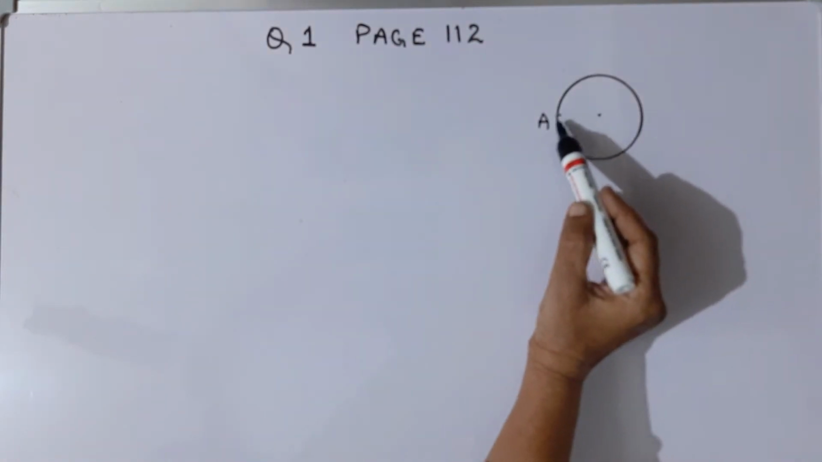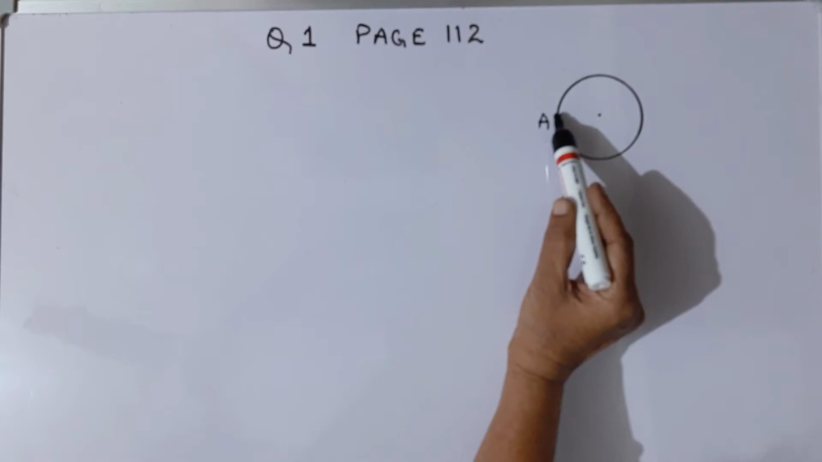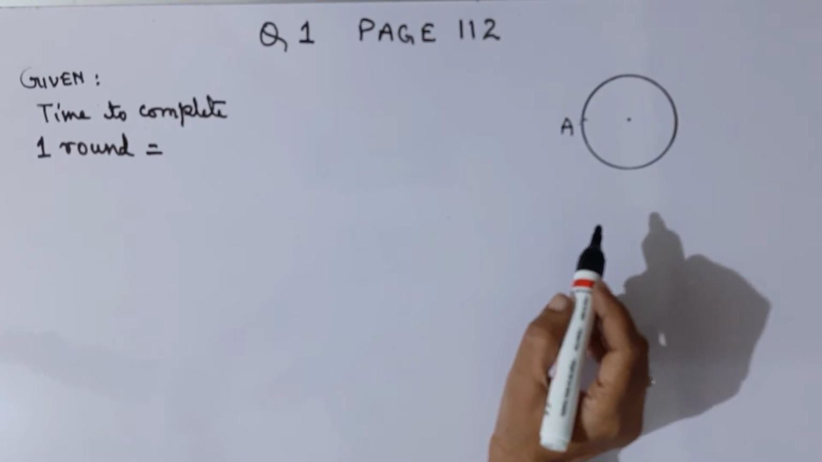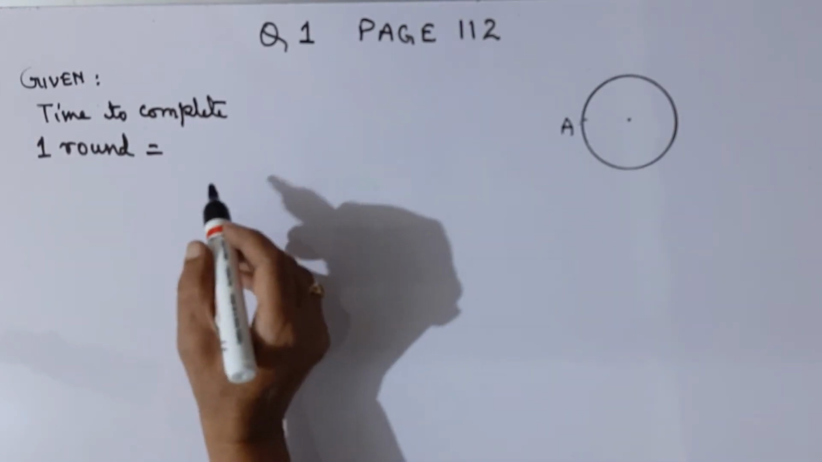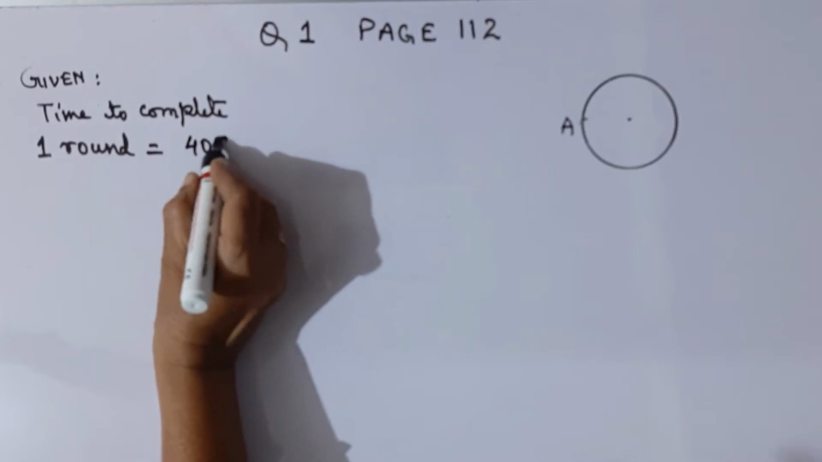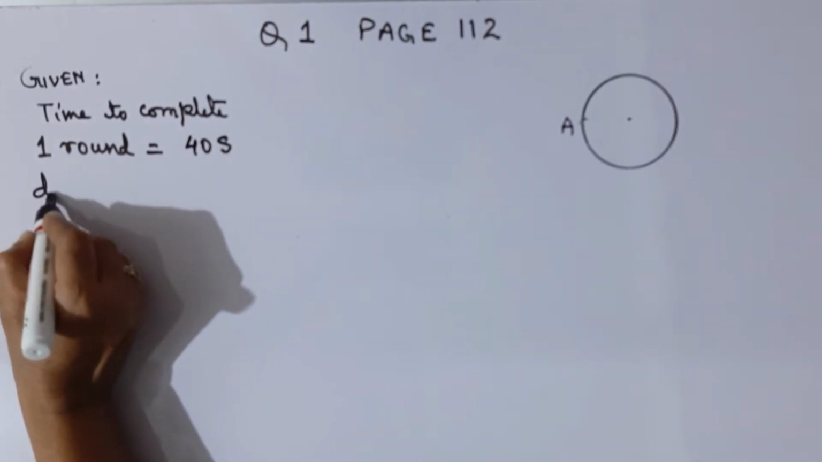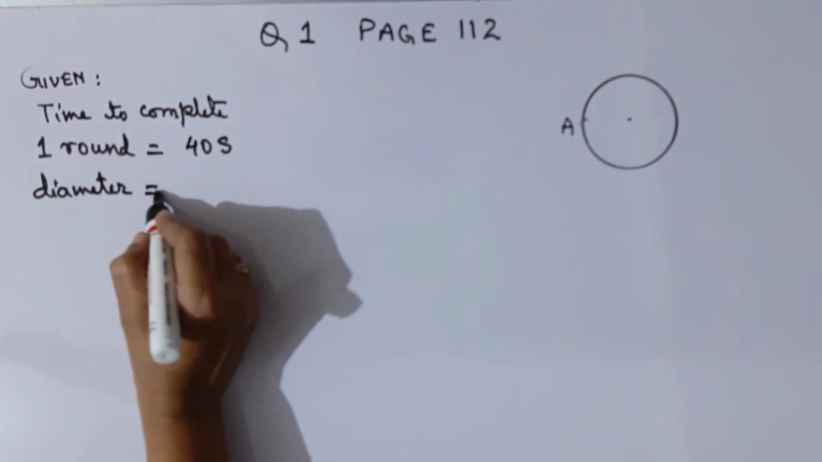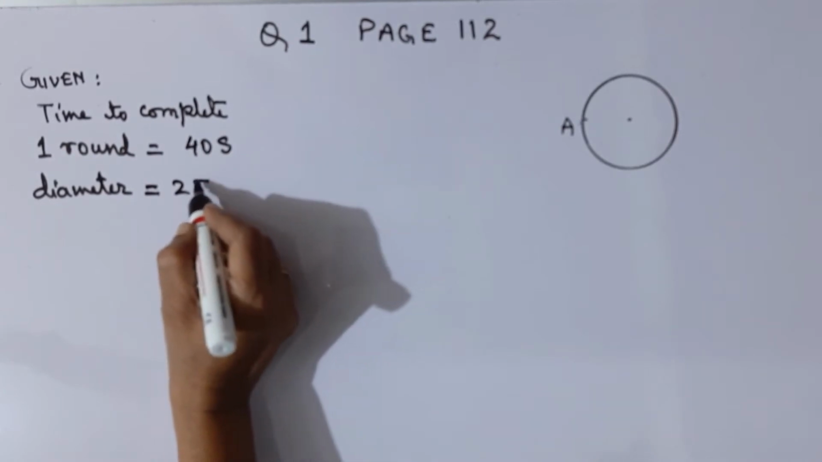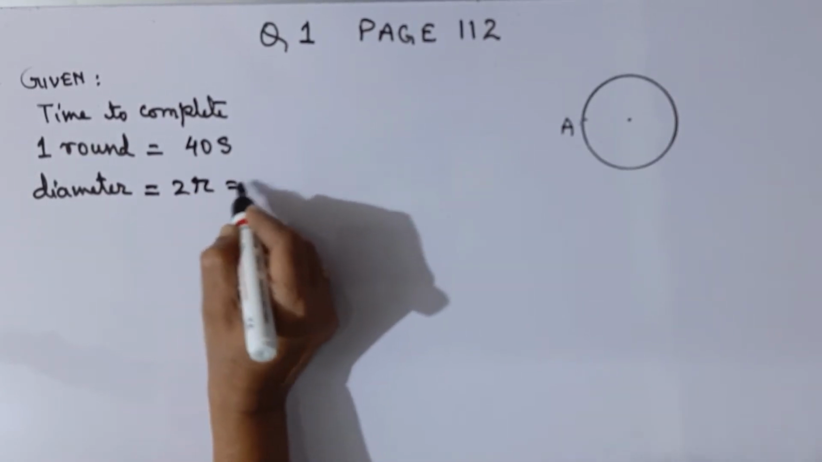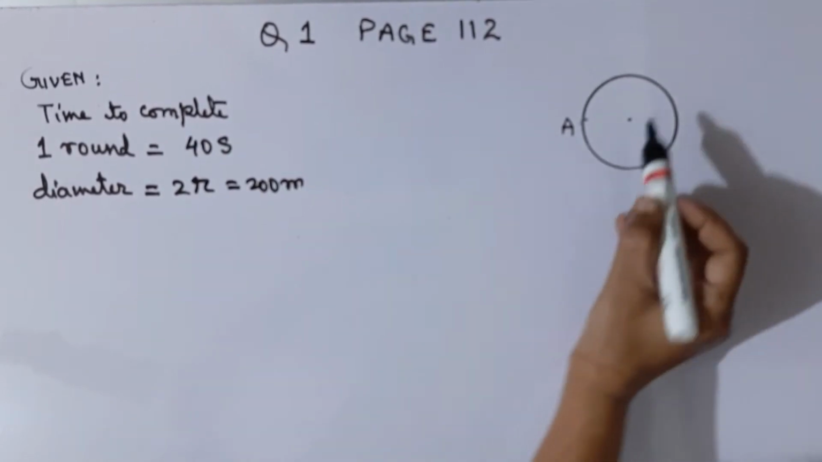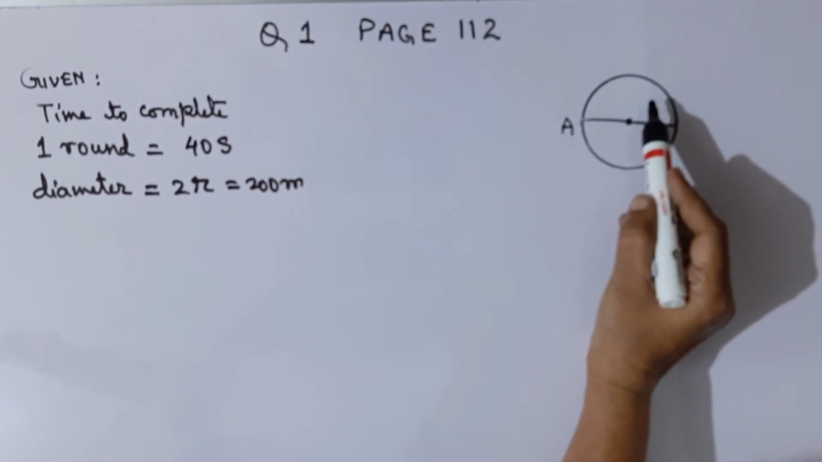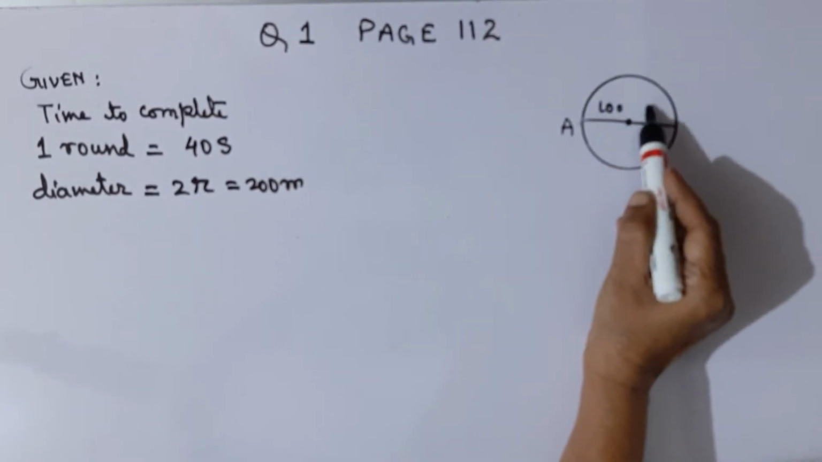Let us suppose this is the circular track and the athlete starts his journey from the point A. It is given that the time to complete one round is equal to 40 seconds and the diameter of the circular path, that is 2r, is given to be 200 meter. That means the radius is 100 meter.